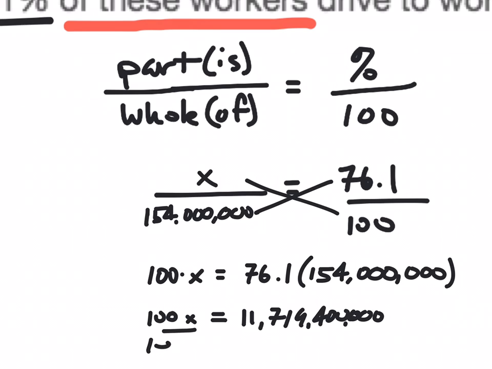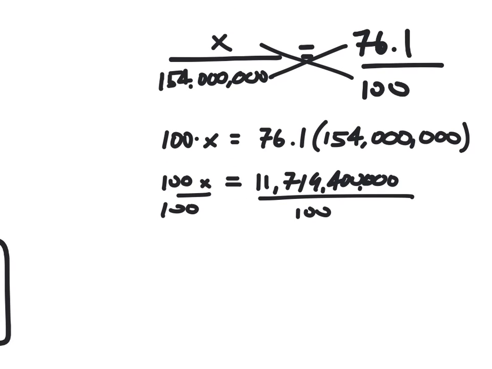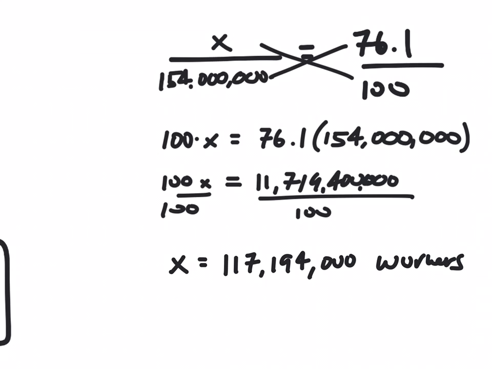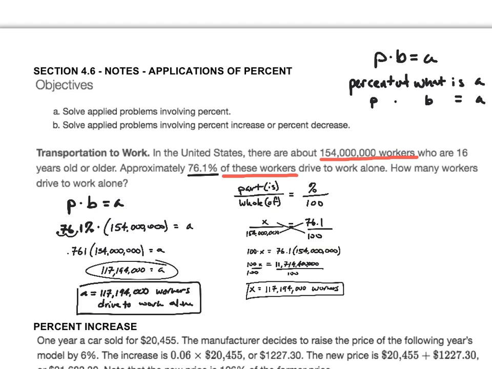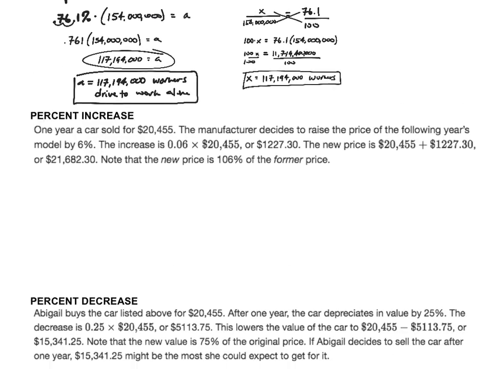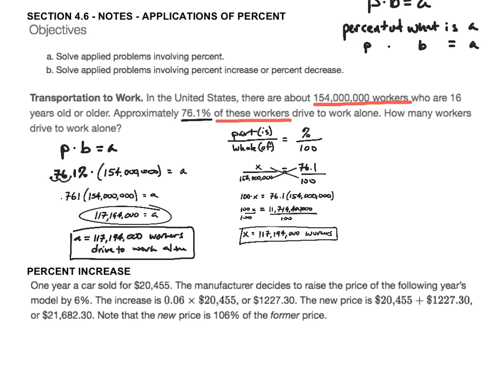So now I'm going to divide both sides by 100, and that's going to give us that x is equal to, we should get the same thing, which is 117,194,000, and that's workers. So it doesn't matter which way you do it, you're going to get the same thing. Either one that you guys choose to do is fine with me as long as you're able to do it. All right, so then let's talk about percent increase and percent decrease. Now, I will say this, guys.